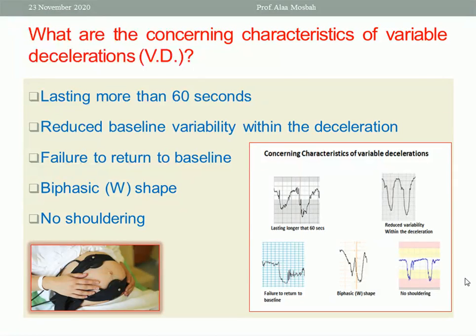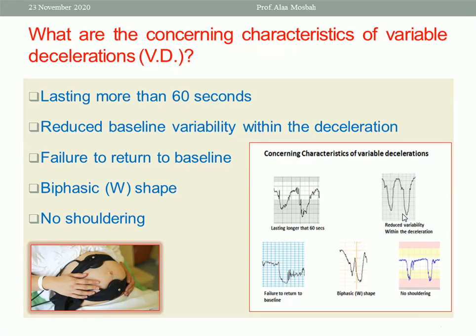So we wanted to understand the words concerning characteristics of variable deceleration. What does it mean? It means lasting more than 60 seconds, as in this one, the deceleration here lasting more than 60 seconds, or reduced baseline variability within the deceleration, as in this one.